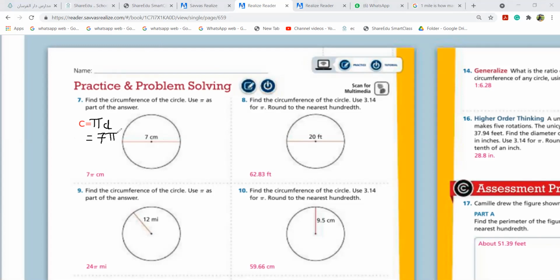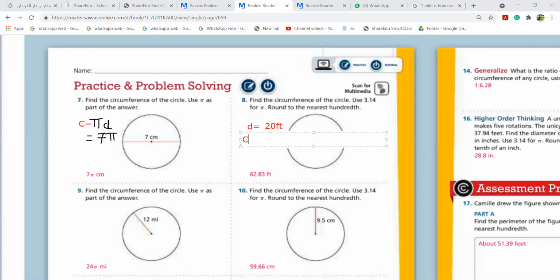Next, Zishan. Zishan, how much is the diameter for question number 8? 20. Look at this. They gave you the whole thing. They didn't give you the radius. Diameter, the thing is 20. Yes, they gave you directly. If they don't give you that time, you will double the radius.